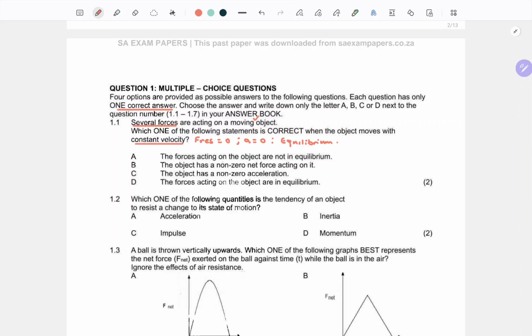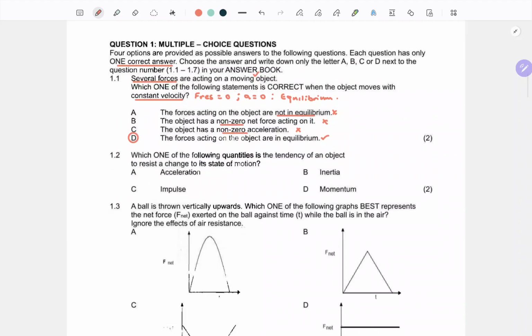Right? So the forces acting on the object are not in equilibrium. That's already wrong. The object has a non-zero resultant force acting on it? Remember, it is 0. The object has a non-zero acceleration. Again, that's nonsense because the acceleration is 0. The forces acting on the object are in equilibrium. So that's good. Okay, pretty straightforward. But do make sure that you are sure the answer you are selecting is not a mistake.